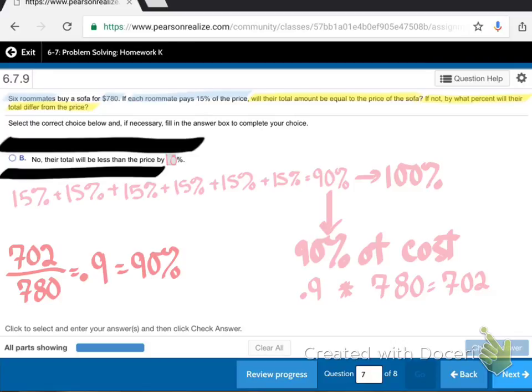So we kind of did a few extra steps there. You could really get rid of everything below this line, right? Because you know from 90% to 100%. But I think it's still good practice.